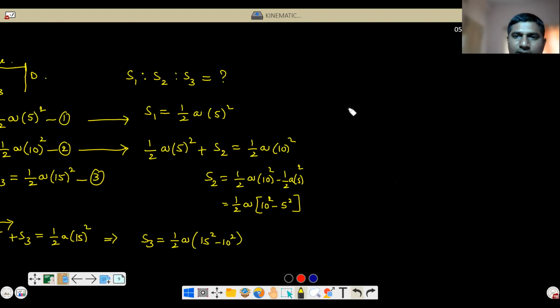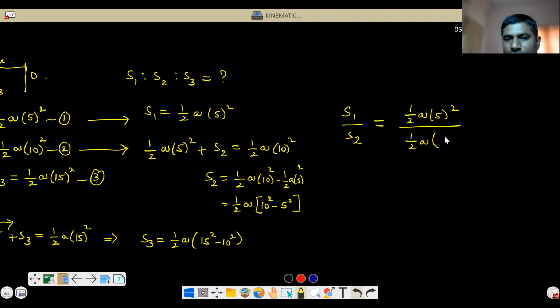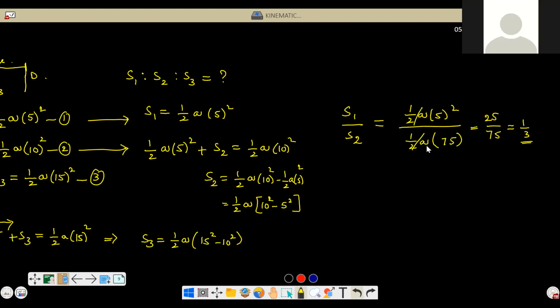So what is the ratio? S1 by S2: S1 is half A into 5 square, divided by half A into 10 square minus 5 square. That is 100 minus 25, which is 75. Half A gets cancelled. This is 25 by 75, that means 1/3.